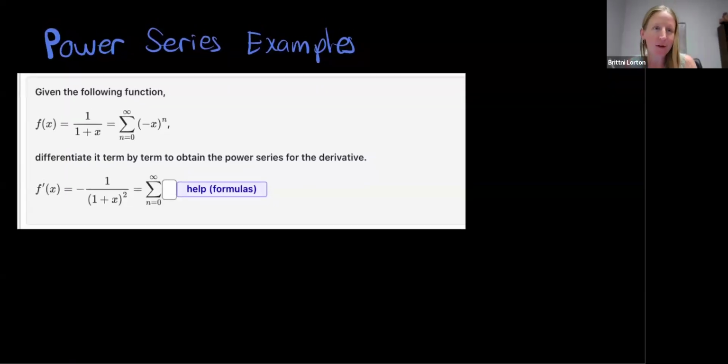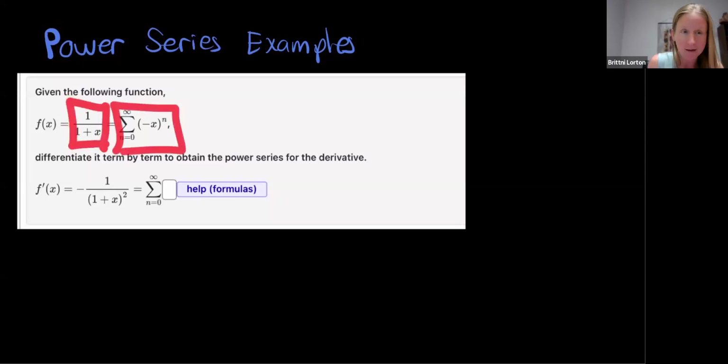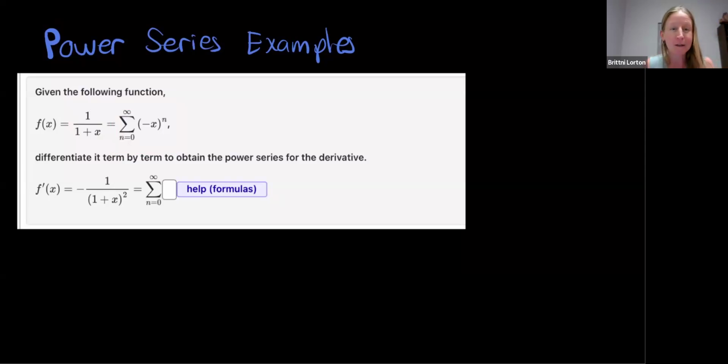All right, let's work through a few power series examples. Here's one where you're given a power series for a function, and let me highlight this is the power series, and that is the function. And the question is to determine a power series for this new function. So I'm trying to find a power series for this new function. And this new function happens to be its first derivative. So let's go ahead and do that one.